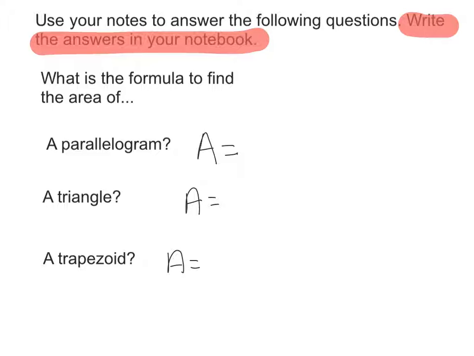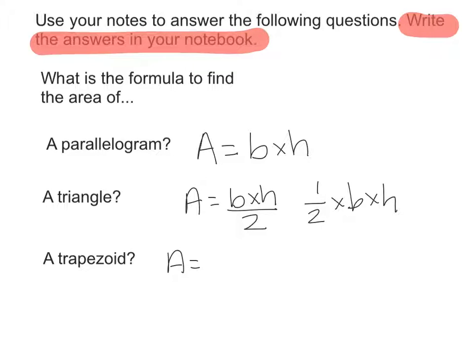All right. To find the area of a parallelogram, you do base times the height. The base is the bottom of the parallelogram. The height is the tallness of the parallelogram. If you wanted to find the area of a triangle, you take the parallelogram and you divide it in half. So you do base times height, and then divide it by 2. Another way it's often written is 1/2 times base times height. Don't forget to divide it in half.